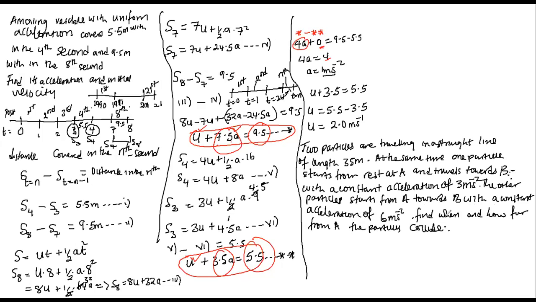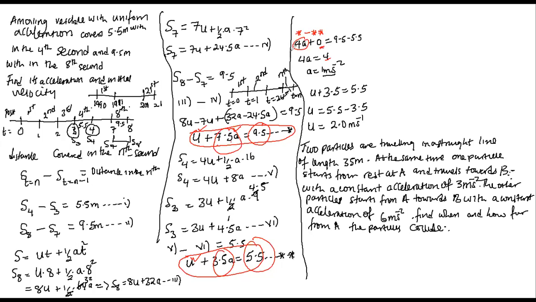We have another question. If I can go to the questions I sent you. This one says 2 particles are traveling in a straight line of length 35 meters. At the same time, one particle starts from rest at A and travels towards B with a constant acceleration of 3 meters per second squared. The other starts from B towards A with a constant acceleration of 6 meters per second squared. Find when and how far from A the particles collide.